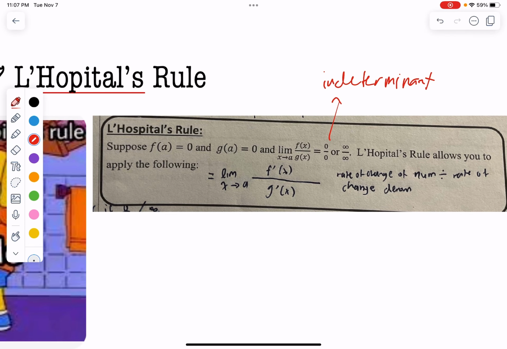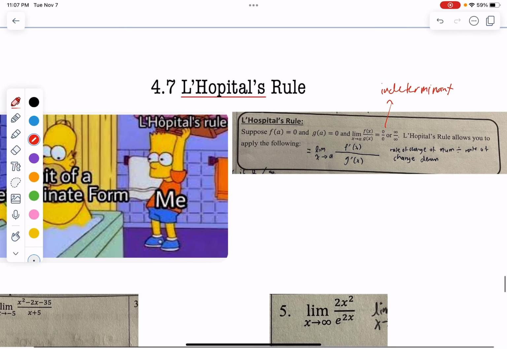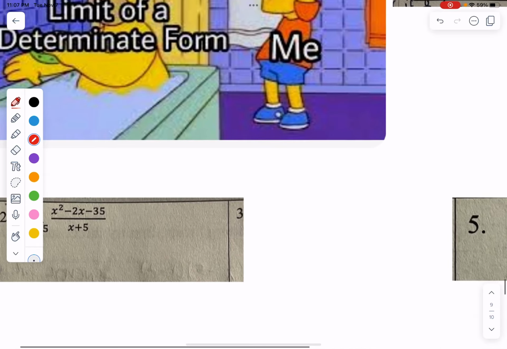The limit as x approaches a of f of x over g of x equals the limit as x approaches a of the derivative of f of x over the derivative of g of x. And yeah, that's just a whole bunch of mush. I'm actually going to do an example now.